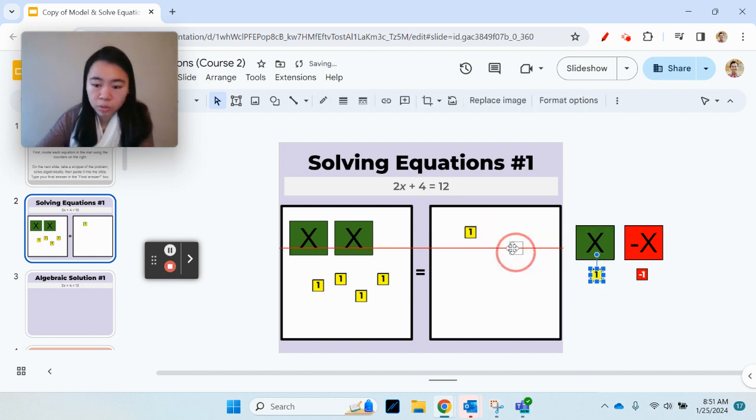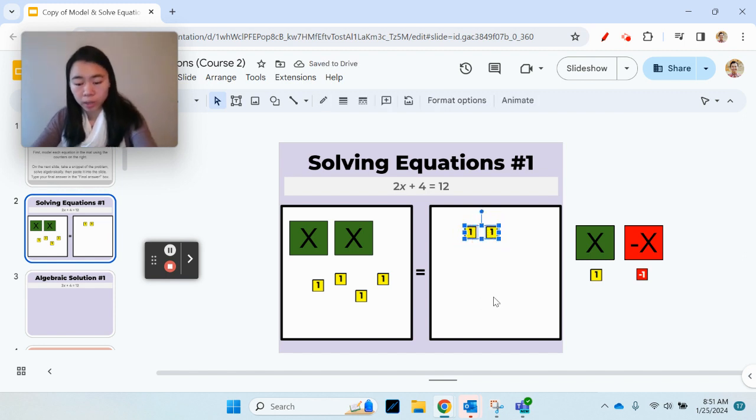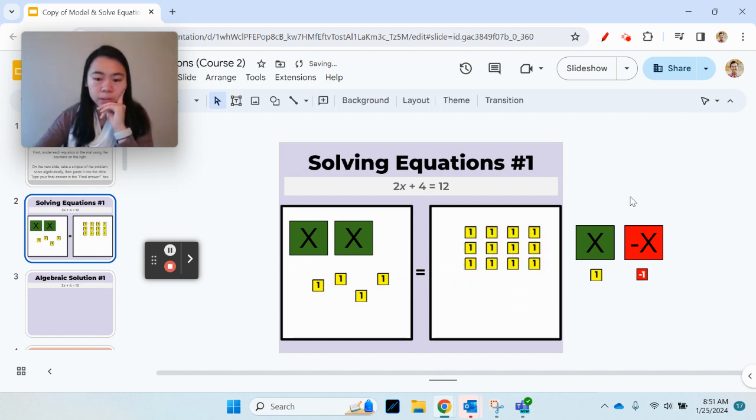I'm still going to use these 1 counters, and if you want, you can drag all 12, or you can copy and paste to get your 12. I'm going to copy and paste by 2s. 2, 4, 6. Actually, now I'm going to copy all 6 of these and double it to get my 12. Whatever is easier for you. Boom, there's my 12. 3, 6, 9, 12. So I see 2x plus 4, and it equals 12. That's all we have to do for the modeling side.